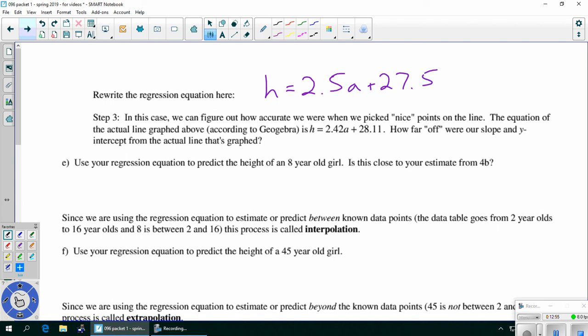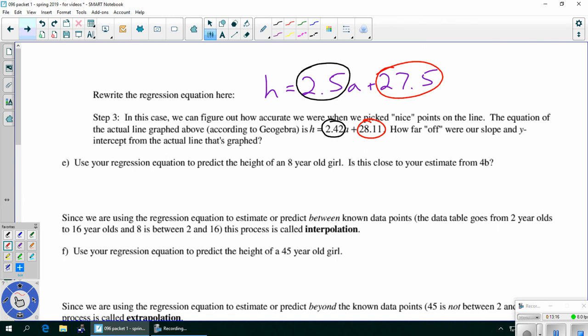Well, 2.42 was the actual slope. We came up with 2.5. That's pretty good. We're only off by 0.08. And the y-intercept is off by a little bit more, but not too much, right? It should have been 28.11, but we got 27.5, so off by around 0.61.